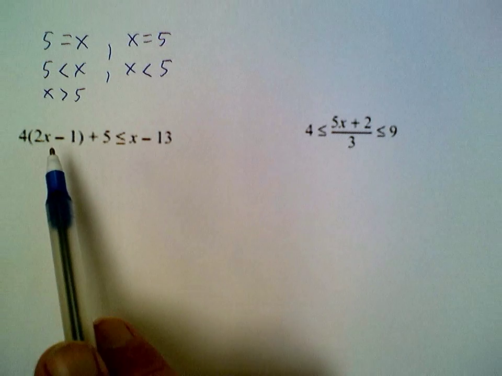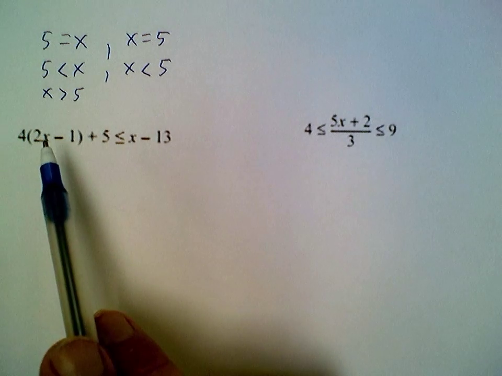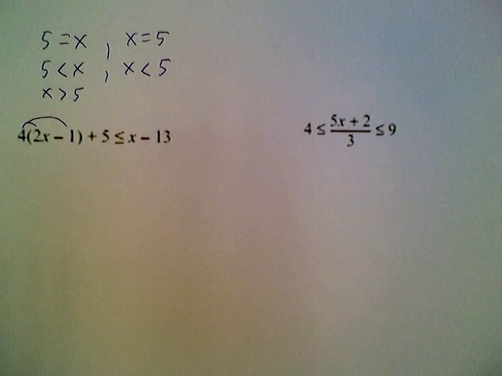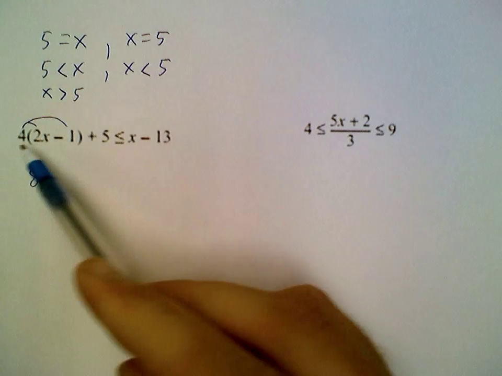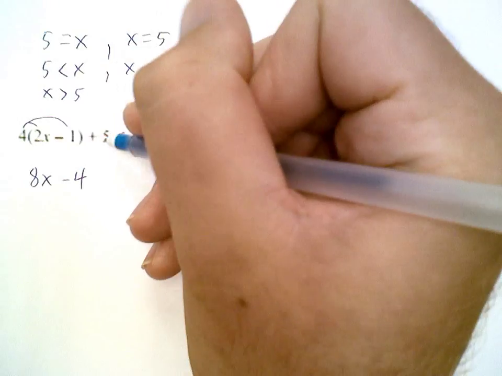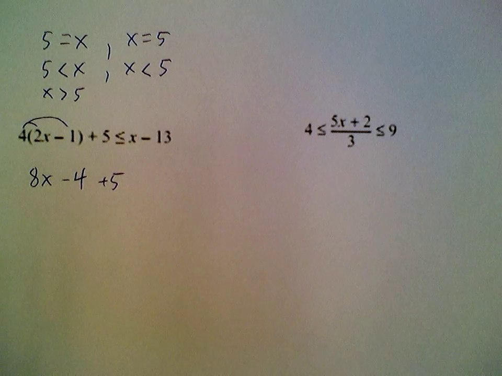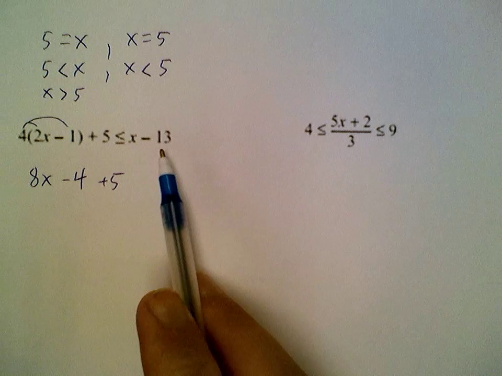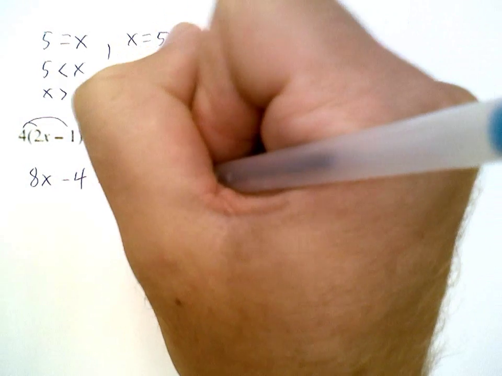I'm going to have to do another distributive property on this one. So I'm going to distribute this 4 across. 4 times 2x is 8x. 4 times minus 1 is minus 4. I still have this plus 5. The right side doesn't change, so it's still less than or equal to x minus 13.